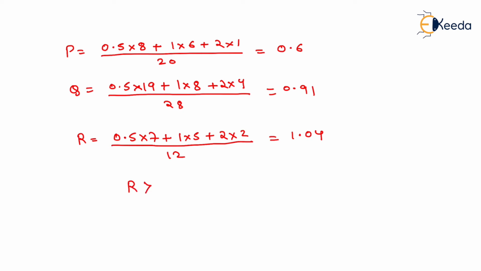So from these three calculated values, we get the order of priority of the three roads, that is R is greater than Q is greater than P, because the utility value of road R is very high as compared to road Q and road P. That's why the correct priority of the roads as per the utility value will be R is greater than Q is greater than P. That will be the final solution of this question.